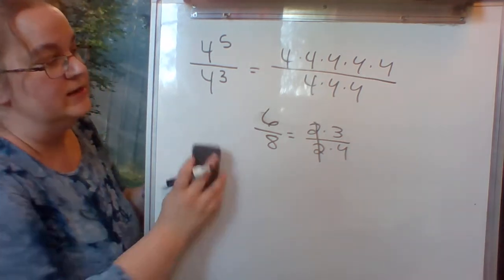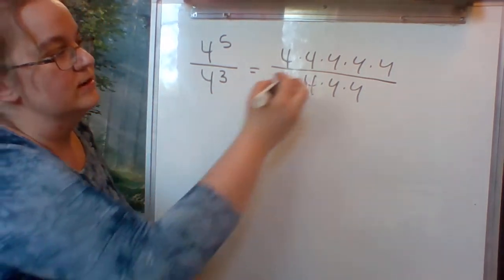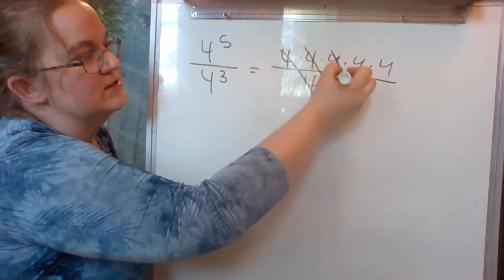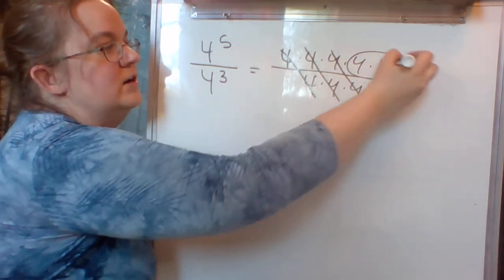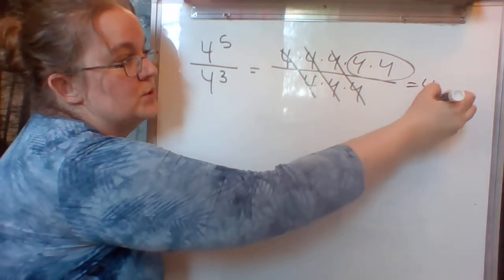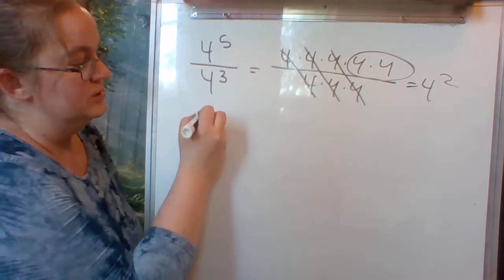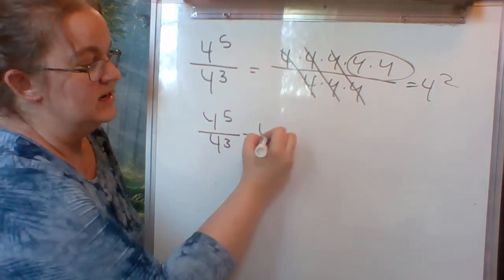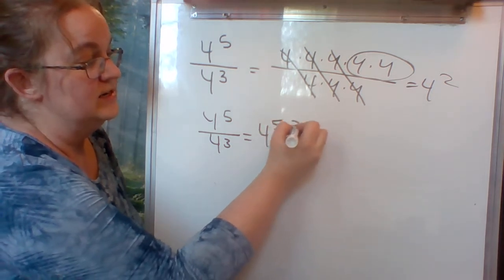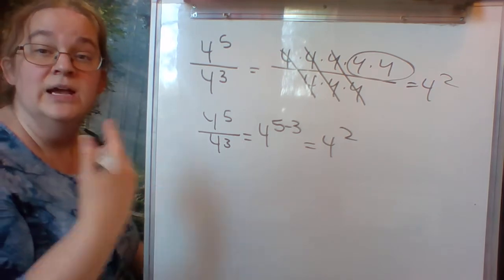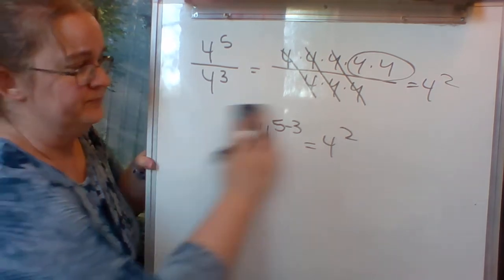So when I use that same idea here, these 4s are going to cancel, these 4s are going to cancel, and these 4s are going to cancel. All I'm left with is 2 4s, or 4 squared. So in other words, 4 to the 5th divided by 4 to the 3rd is the same as 4 to the 5th minus 3, or 4 squared. Okay, and so that's why that works.